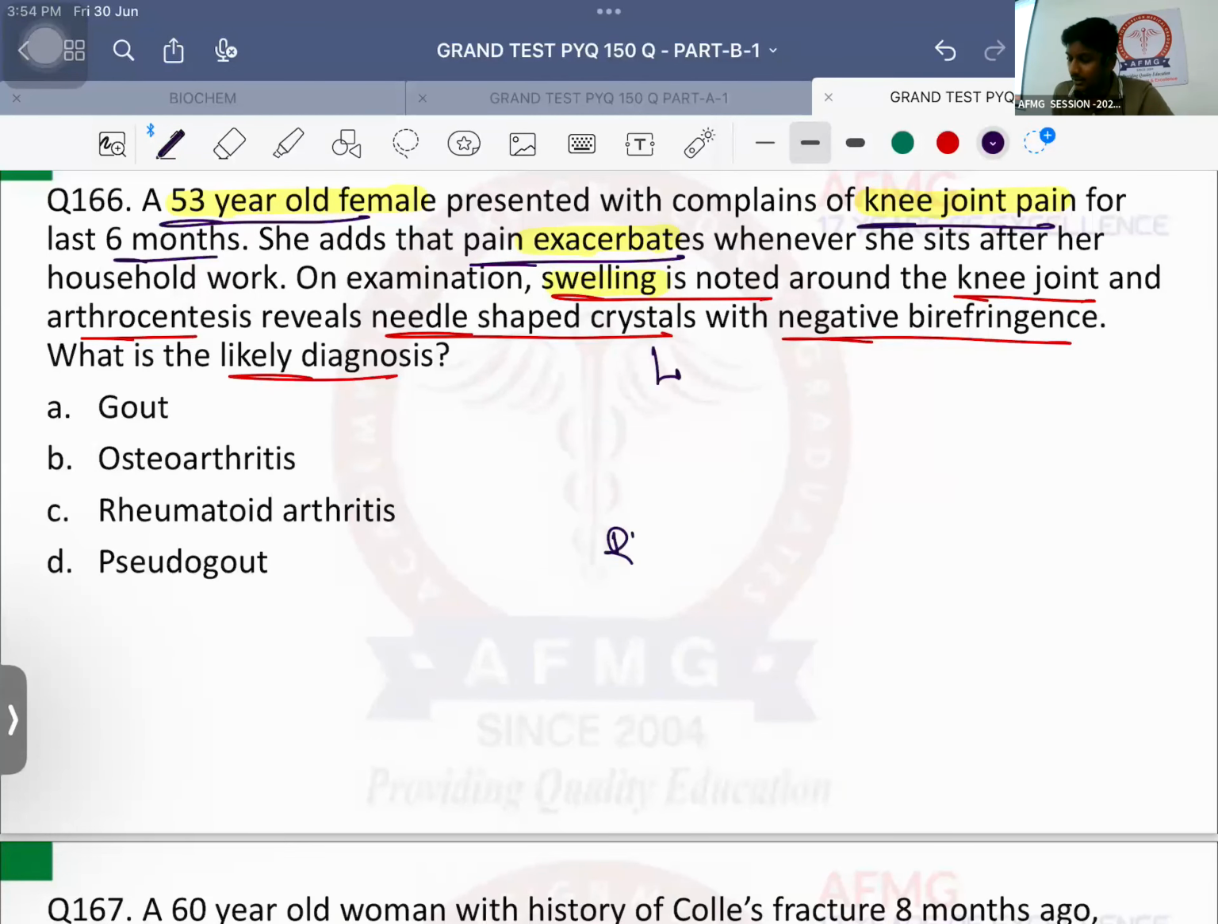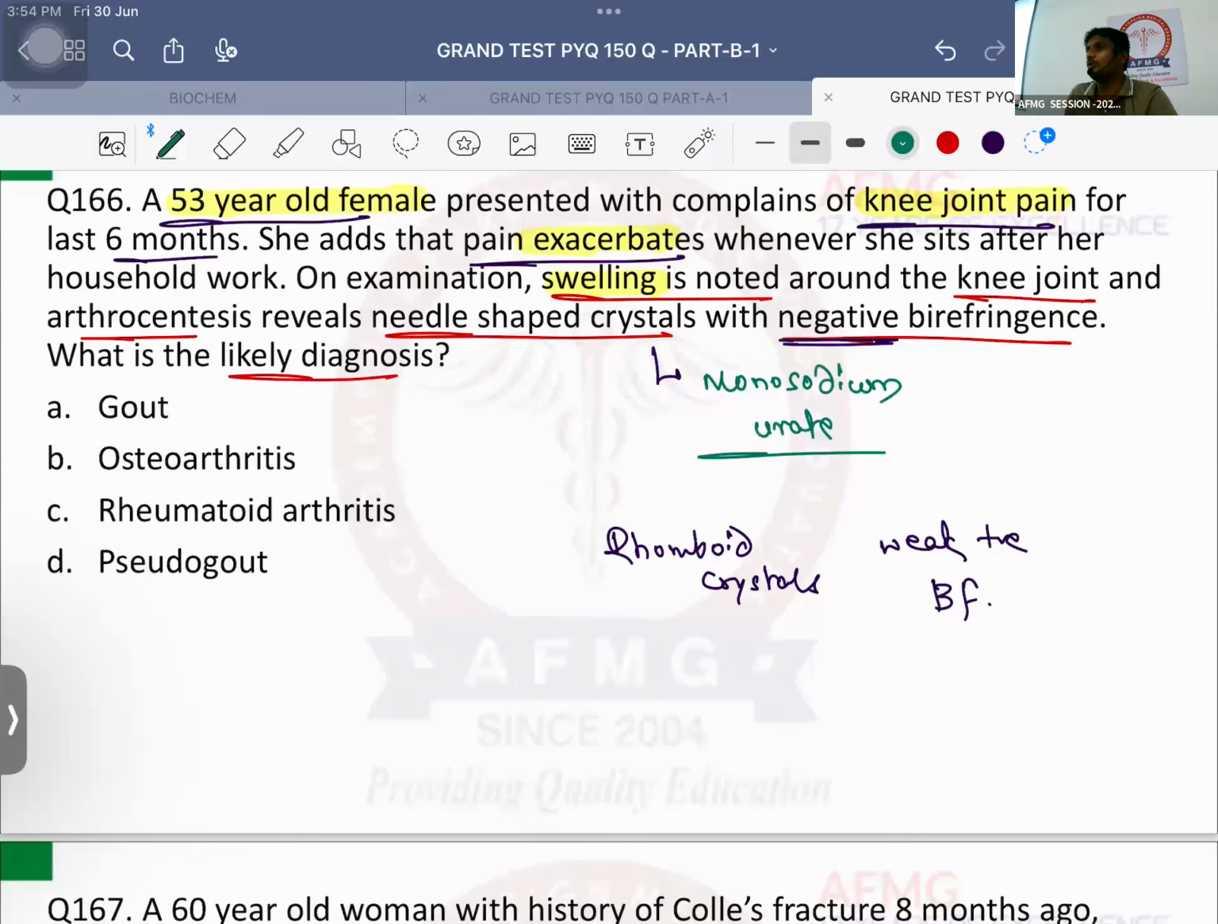एक तो नीडल शेप दिख सकते हैं, दूसरे रोम्बॉइड क्रिस्टल्स दिख सकते हैं. ठीक है, नेक्स्ट, पोलराइज्ड माइक्रोस्कोपी पे क्या दिख रहा है? नेगेटिव बायरिफ्रिंजेंस दिख रहा है. एक तो नेगेटिव बायरिफ्रिंजेंस दिख सकता है या दूसरा वीक पॉजिटिव बायरिफ्रिंजेंस दिख सकता है. ठीक है, नाउ अगर नीडल शेप क्रिस्टल्स दिख रहे हो और नेगेटिव बायरिफ्रिंजेंस हो, these are which crystals anybody?